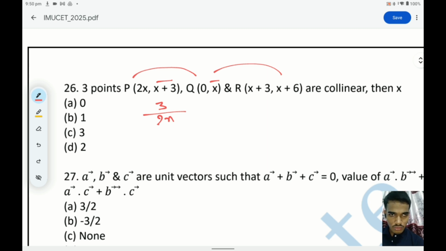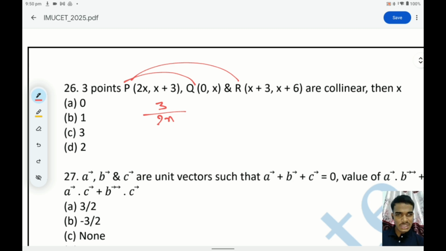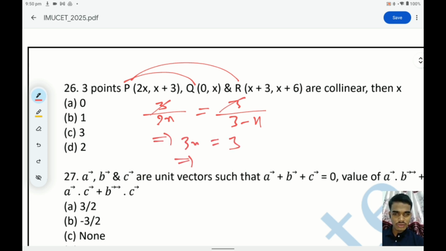So we are finding the slope of this one, just like PQ. And PR, we can find any one slope. If we find PR slope, we will get 3 upon 3 minus x. Now if we solve it, we will get 3x is equal to 3, it means x is equal to 1. So option B will be the correct answer.